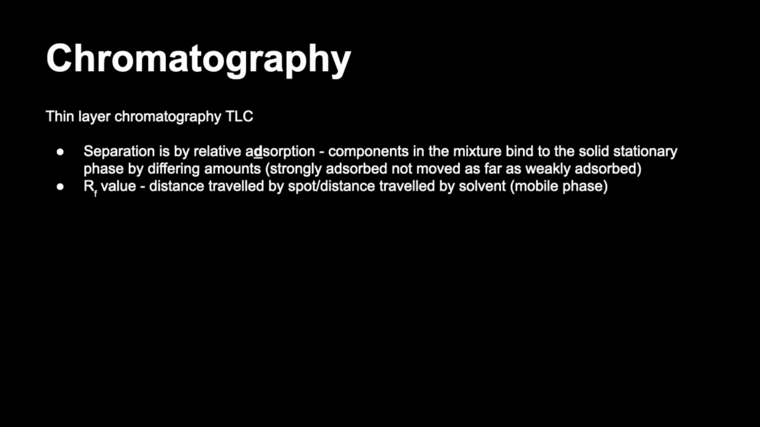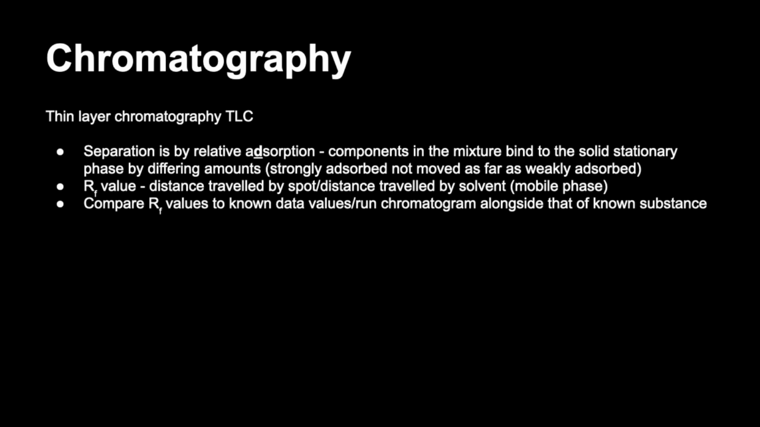That gives you an RF value, which you can measure by taking the distance travelled by the spot and dividing by the distance travelled by the solvent, which is obviously your mobile phase. How do you know what you've got? You compare the RF value of your substance with known data values, or you could run a chromatogram alongside that of a known substance and compare them.